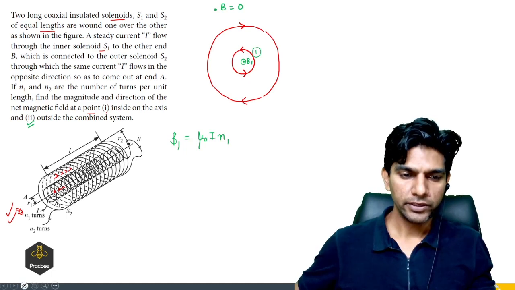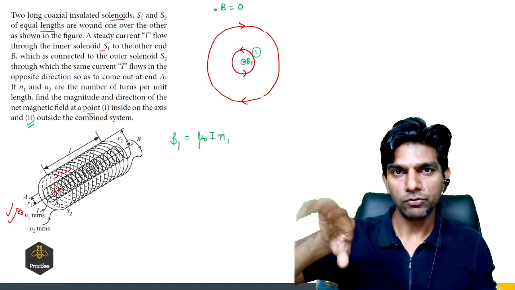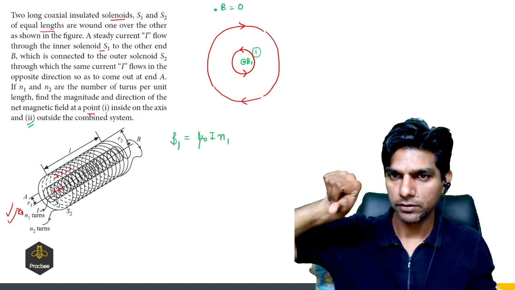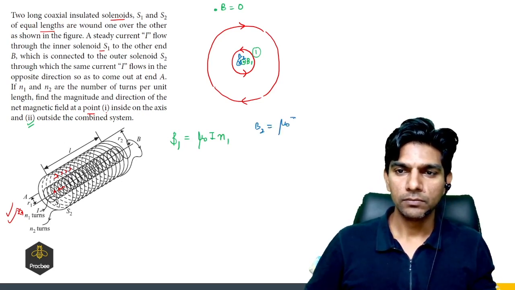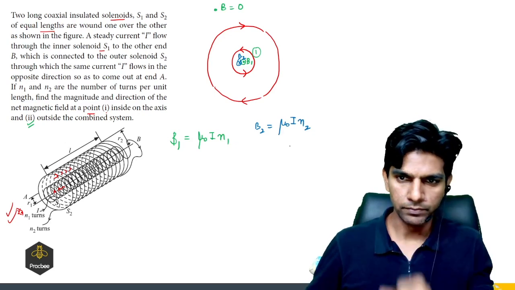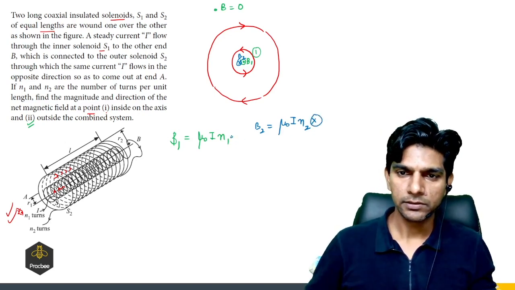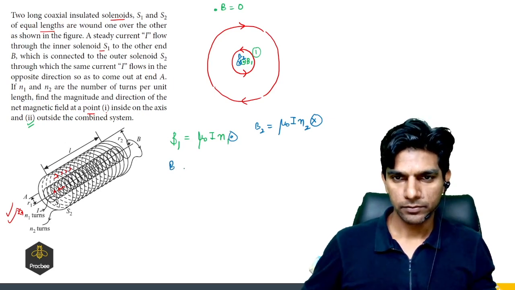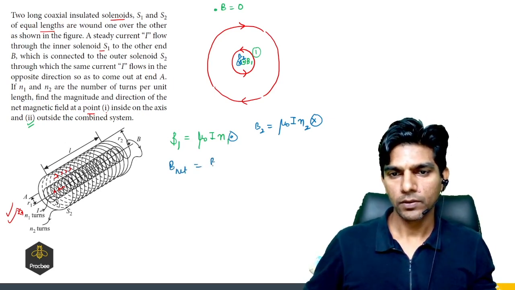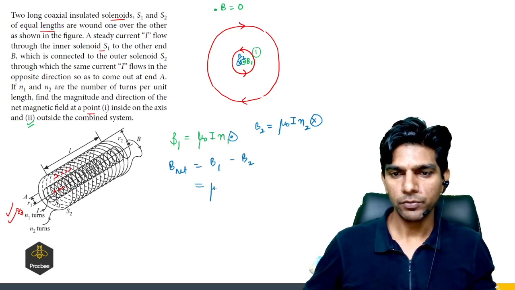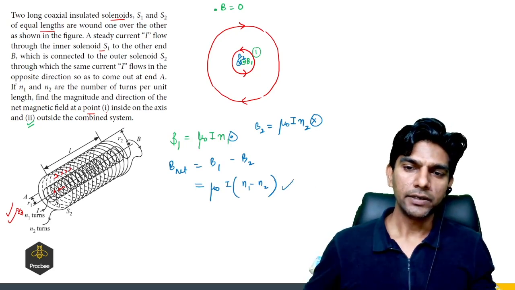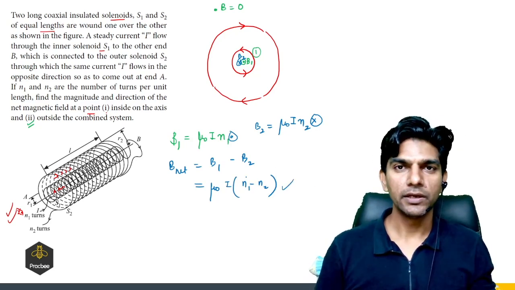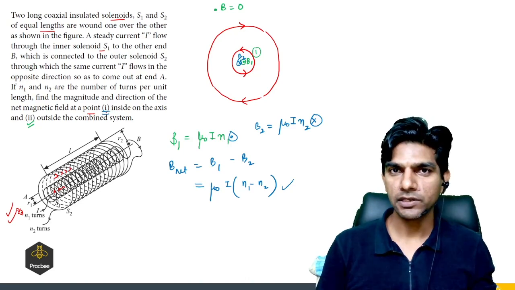And due to the outer solenoid, the field will be into the plane. If you curl your fingers in the direction of the current, the thumb is pointing into the plane. So let us say this is B2. So B2 is mu naught I N2, and it is into the plane, and B1 is out of the plane. So the net field will be B1 minus B2, which will be mu naught I times (N1 minus N2), right? This will be the answer of the first part. So I hope the concept is clear to you.